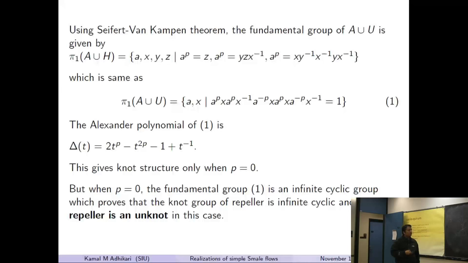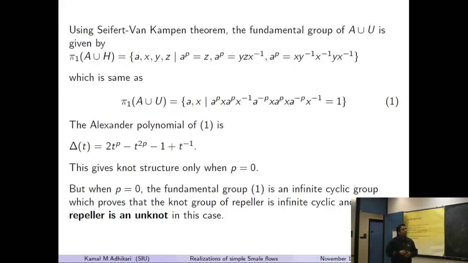So to get a symmetric result, we have to have p equals 0, and when p equals 0, this fundamental group becomes infinite cyclic. And that means the repeller is unknotted, because the fundamental group of A union U is the knot group of the repeller. The knot group of any knot is the fundamental group of its complement.